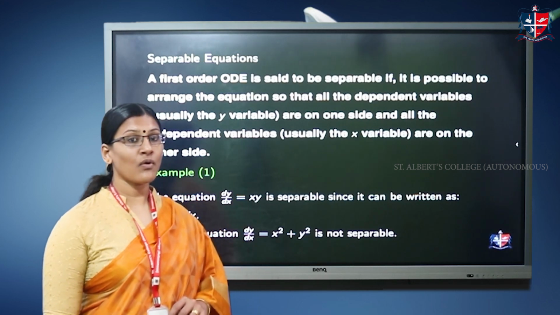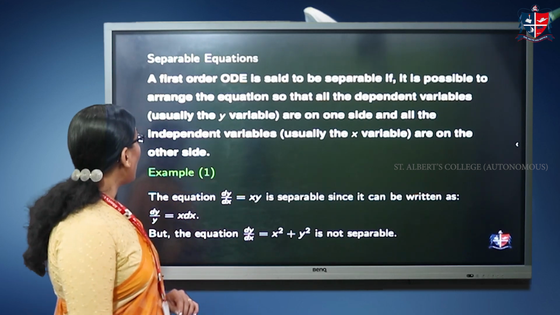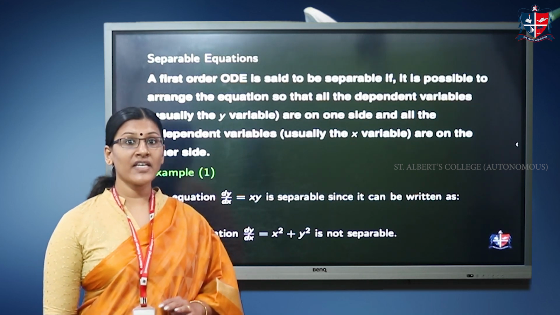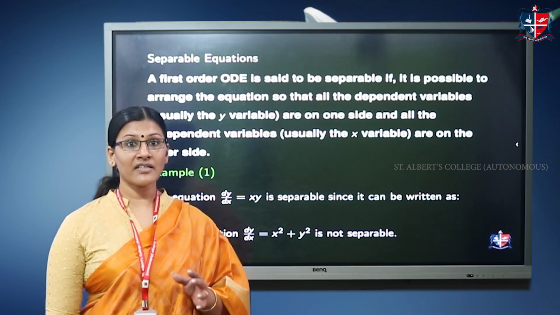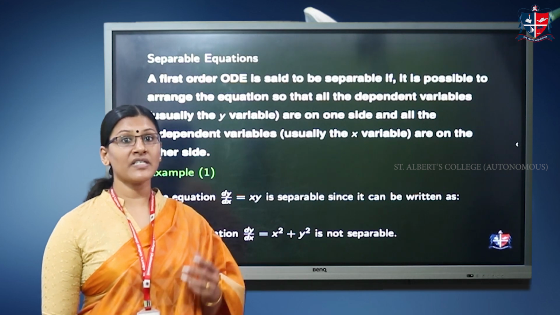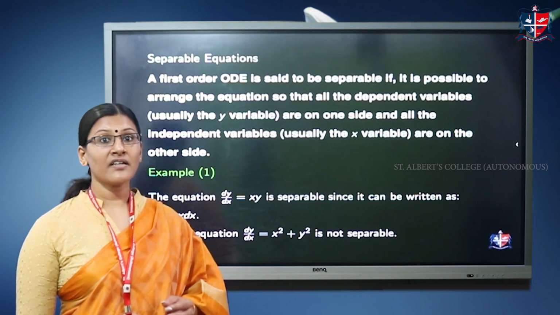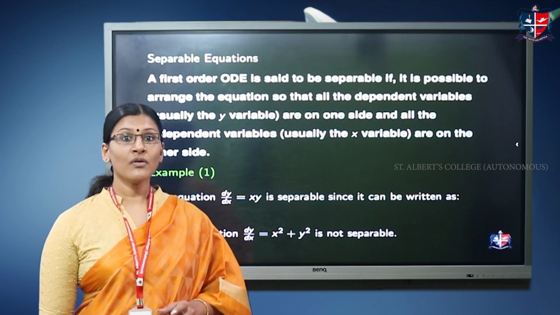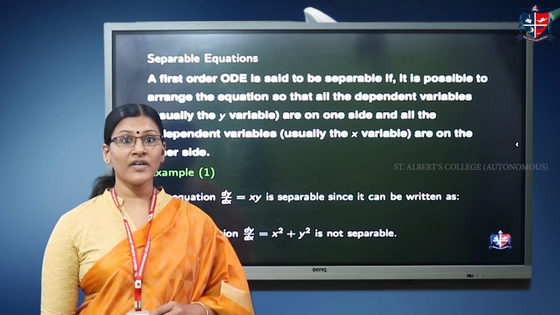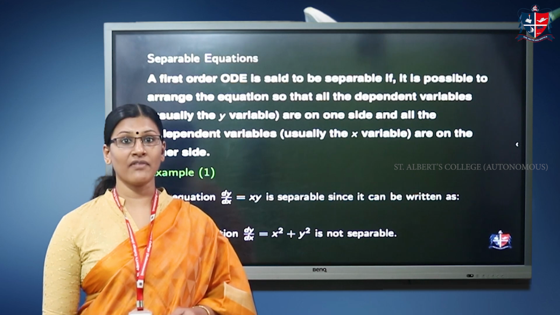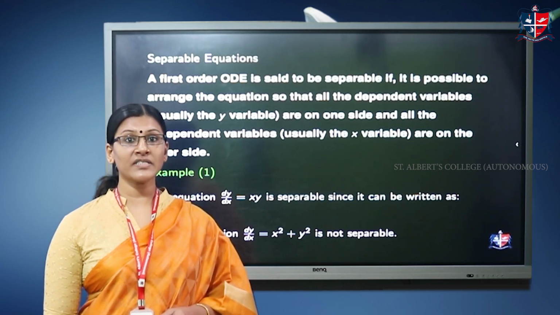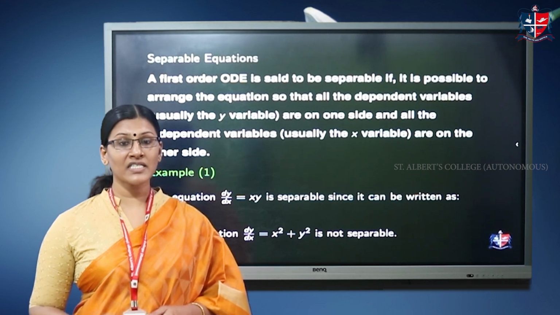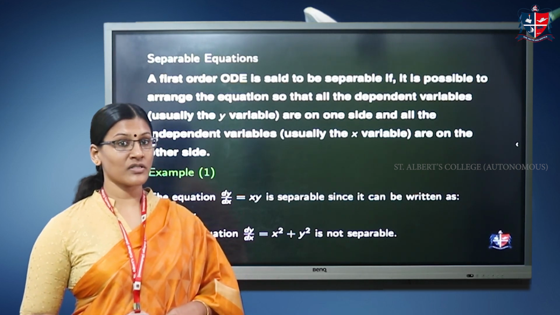First, we will see what a separable equation is. A first order ODE is said to be separable if we can separate the variables, that is, the independent variables and dependent variables. In most cases, the dependent variable will be y and the independent variable will be x. So, an equation will be separable if we can separate the variables x and y in such a way that all the terms in y come to one side of the equal sign and all the terms in x come to the other side.